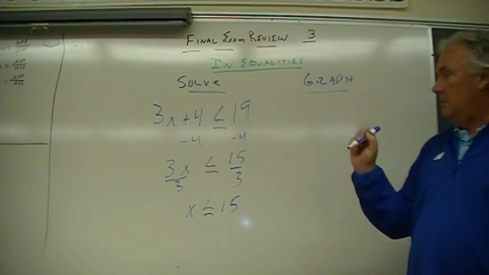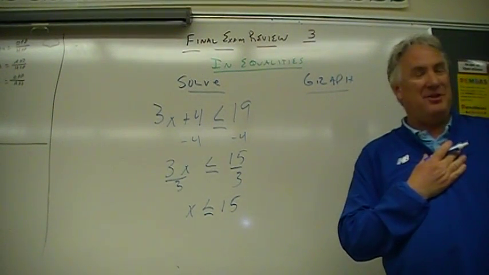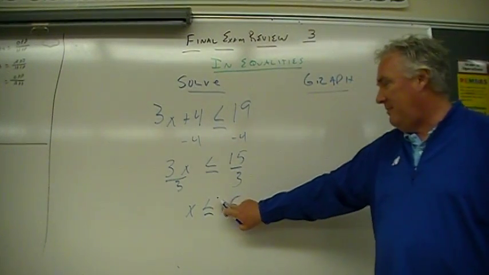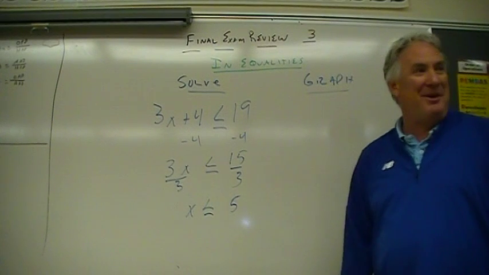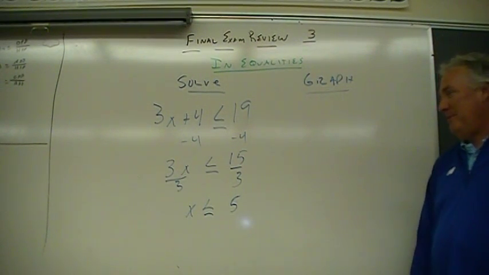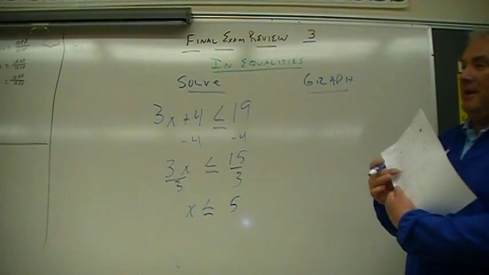Isn't it 5? I should go back and start this again because my answer is wrong. 15 divided by 3 is 5. I apologize. Thank you very much for my checkers over here. Excellent job, thank you. So x is less than or equal to 5. I did have it right on my review here.